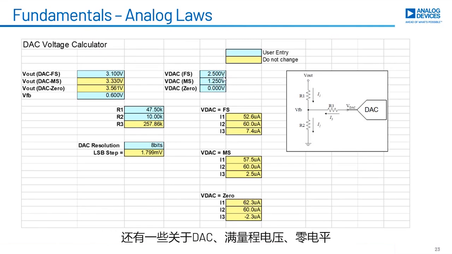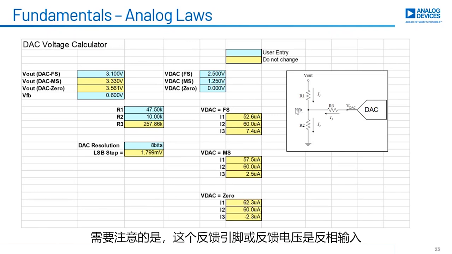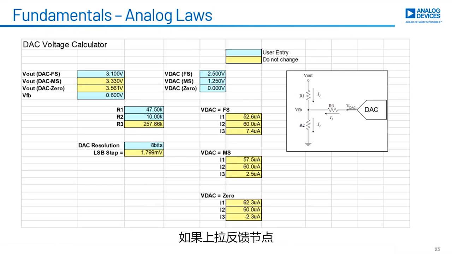And then I have some information about the DAC, the full scale voltage, the 0 scale, and the midpoint in between them. And then I enter in, what do I want the output voltage to be when the DAC is at full scale? And it's important to note that this feedback pin or feedback voltage, that's an inverting input. So if you pull up on the feedback node, the output goes down to compensate. If you pull down on the feedback node, the output goes up.